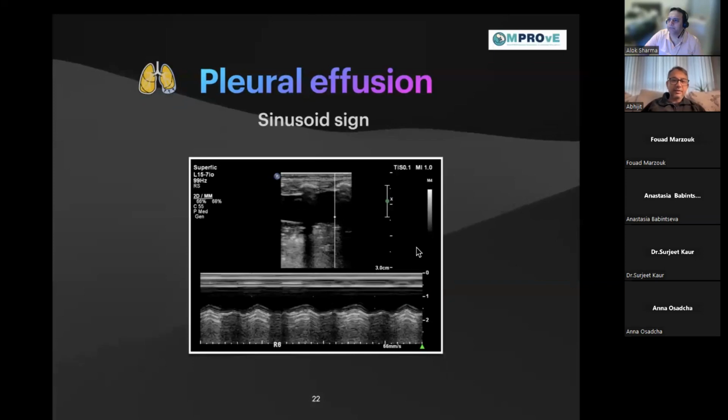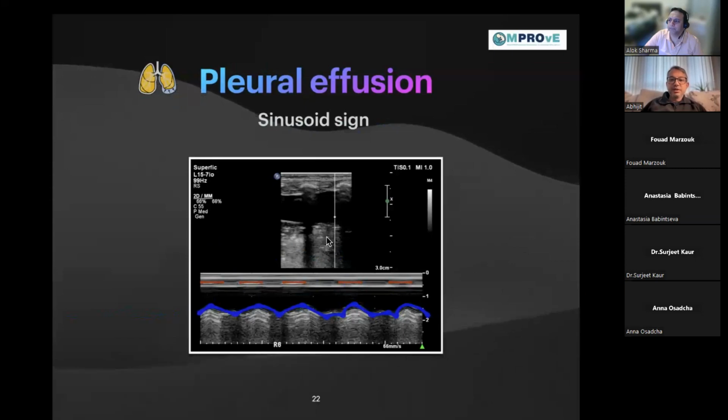Sinusoidal sign, as I've already explained, is when you are interrogating those areas with the M mode. So those are your ribs, yeah, and then this is the sinusoidal movement of your lung in and out. So pick and draw is your breathing in and breathing out.